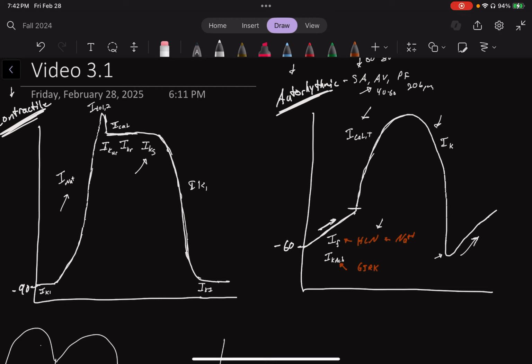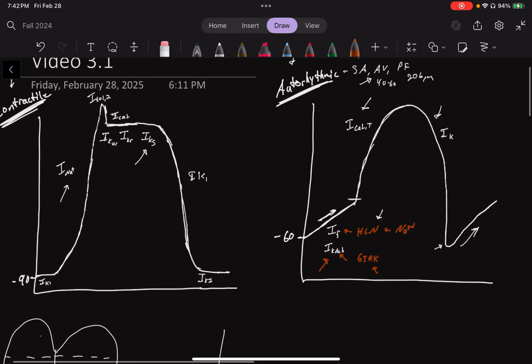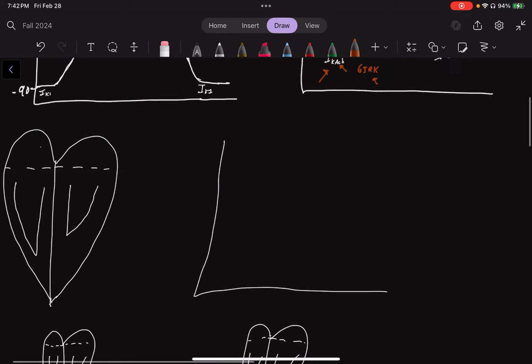One last note here on our autorhythmic cells is that there are also potassium channels that are affected by acetylcholine, and we'll get into that later. Those are called GIRK channels, G protein-coupled inwardly rectifying potassium channels, and they can contribute to the membrane potential at the beginning. Great.